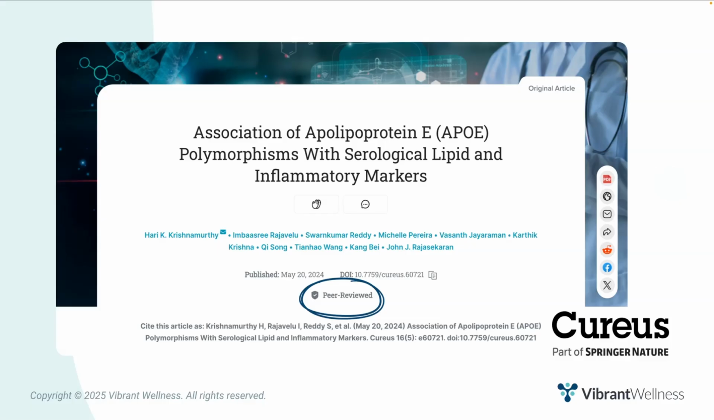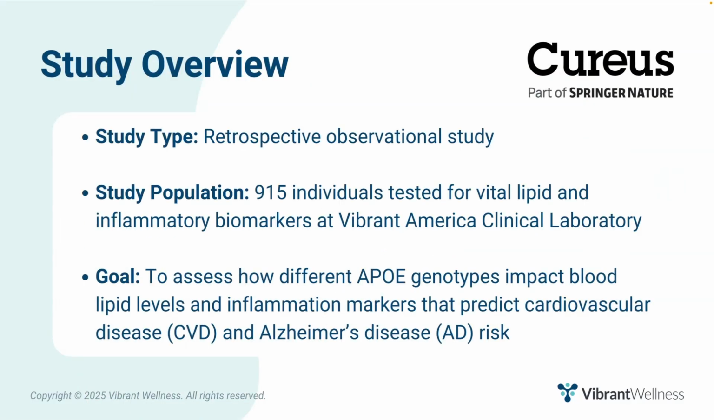This peer-reviewed study, published in Cureus in May 2024, included 915 de-identified samples tested at Vibrant America Clinical Laboratory. The goal was to assess how different APOE genotypes impact blood lipid levels and inflammation markers that predict cardiovascular disease and Alzheimer's disease risk.